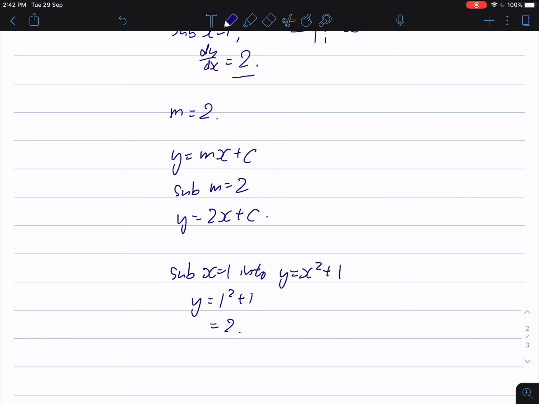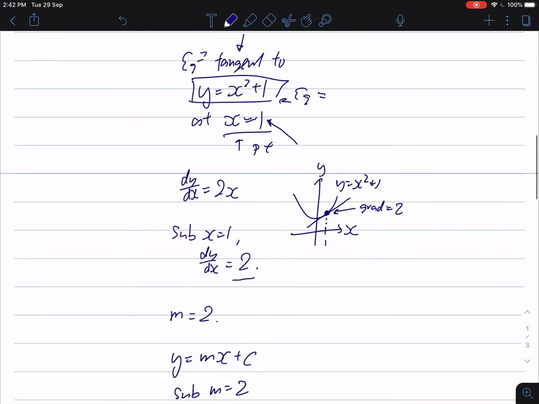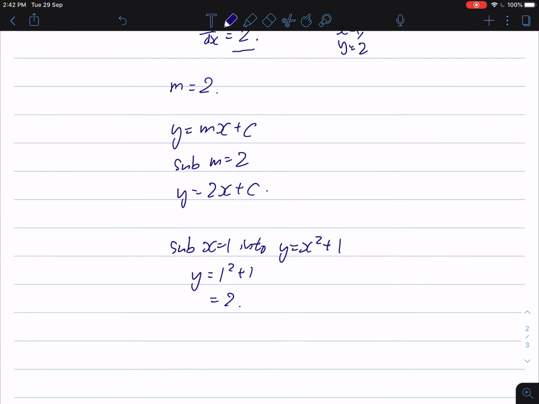Okay, so I have my x coordinate and y coordinate. It's talking about this point over here. So now that I know that here x equals to 1, I get y equals to 2. Sub it into the equation. This one over here.